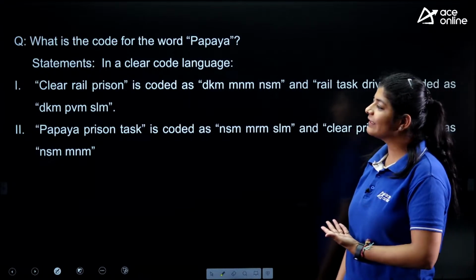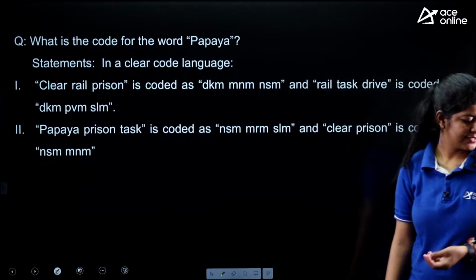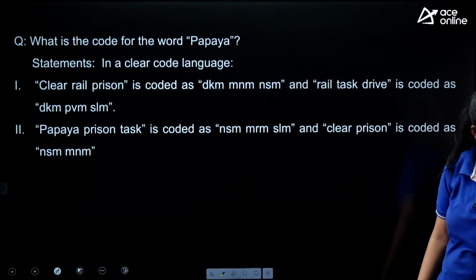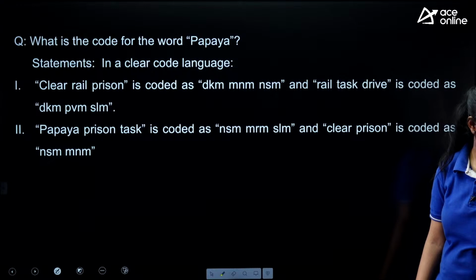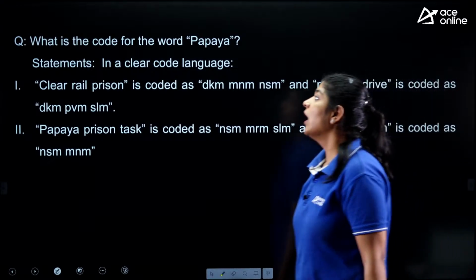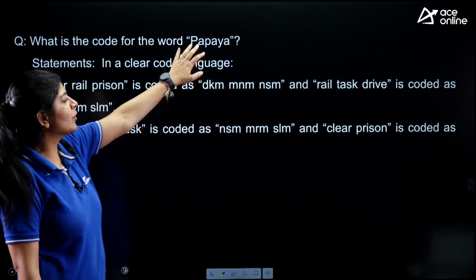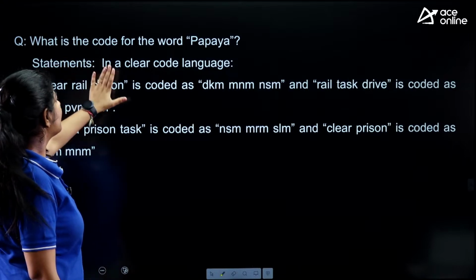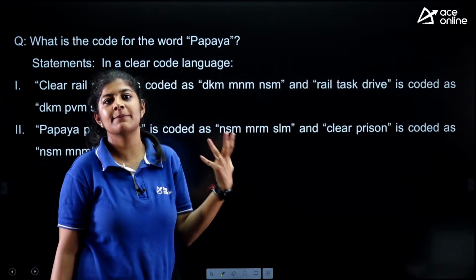Again, it's a very easy one. This question is from the concept of coding-decoding. Both A and B required. Very good, Sundaram. Very good, Radhe. Let's see. The question is very simple. All we need to do is find out the code for papaya, right? First, clear rail prism is coded as this one. Rail track drive. Where is papaya?